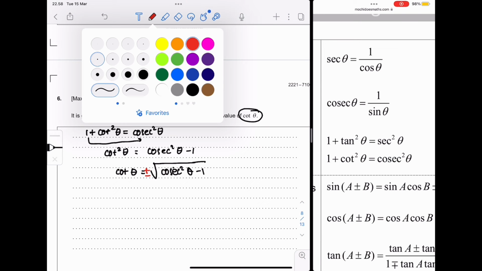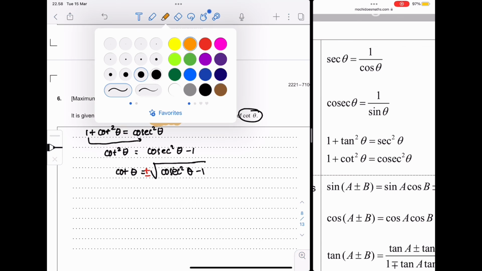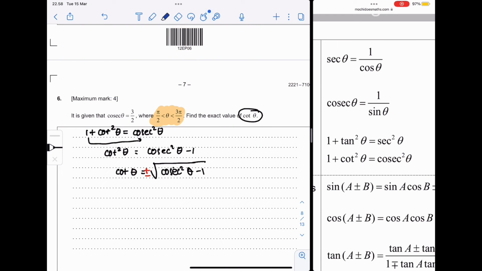Okay, which one do you need to use? Is it both positive and negative? No. Since they give you the exact position of the angle, it lies between pi over 2, which is 90 degrees, and 3 pi over 2. 3 pi over 2 means down here. So the regions are either or maybe both on the second or third quadrant.